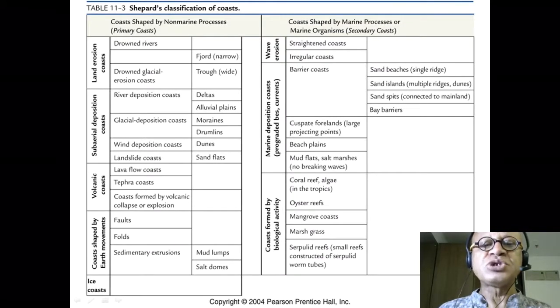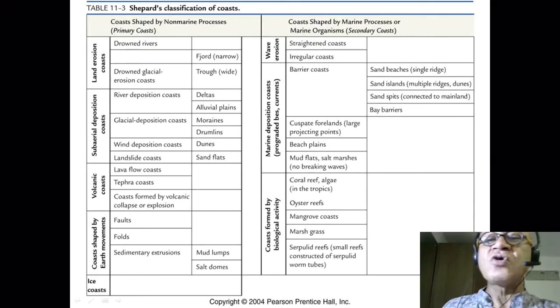Wind deposition coasts, so you have dunes like we had seen before. Landslide coasts, lava flows. Hawaii, for example, has a lot of these volcanically defined primary coasts, and you have coasts shaped by Earth's movement, so you will see faults and folds and sedimentary extrusions and mud lumps and salt domes and so on.